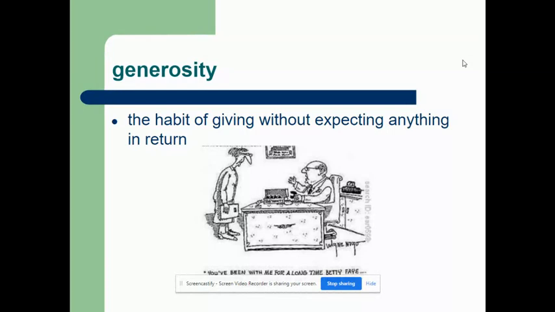Generosity. Generosity simply means the habit of giving without expecting anything in return. I'm going to challenge you. When's the last time you were generous towards someone else? In other words, when's the last time you did something for someone else without expecting anything in return? In other words, if you are getting an allowance because you have to clean your bedroom, you have to vacuum, you have to do the laundry, you have to do the dishes, that's not being generous. Okay? And if you haven't recently been generous, what can you do moving forward to be generous towards someone else?